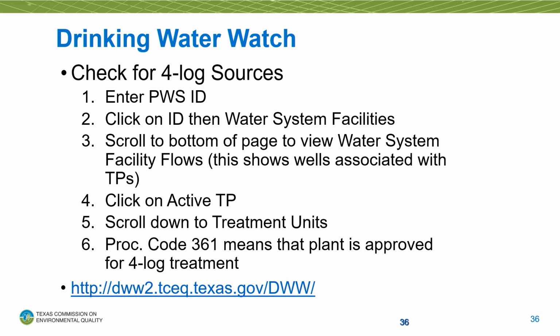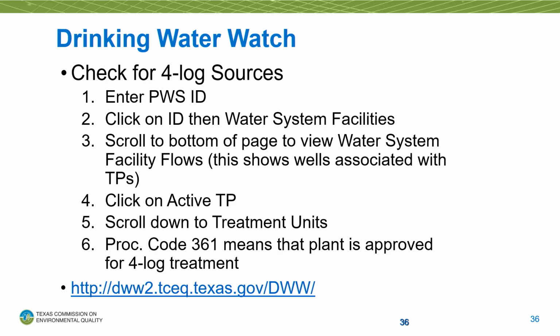If you go online, Drinking Water Watch is kind of a public database of all the public water systems in the state of Texas. And so if you put in your PWS ID number, it'll pull up a lot of really great information about your plant and where the source of the water is coming from, whether it's surface or groundwater, the name of the well, even the storage tank IDs, like everything is listed there.